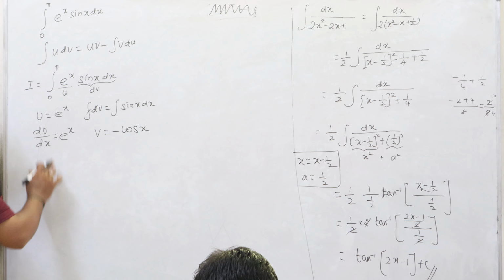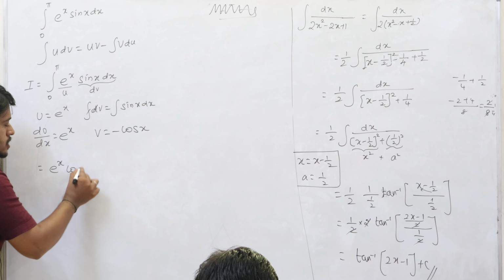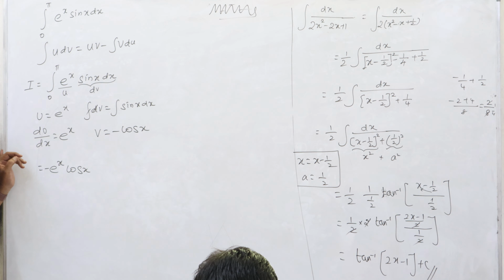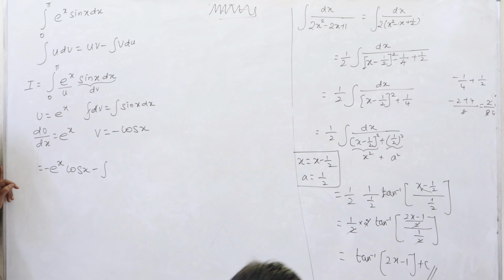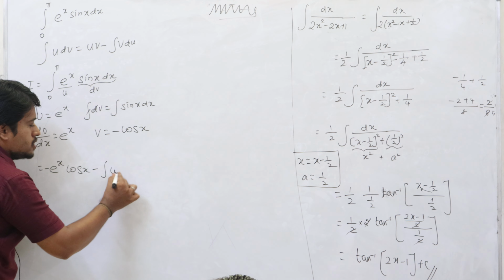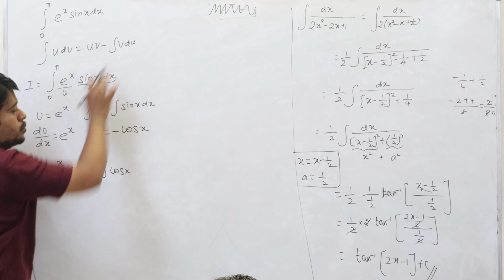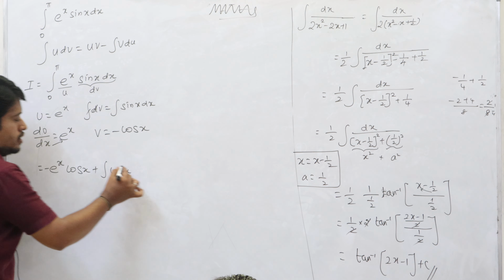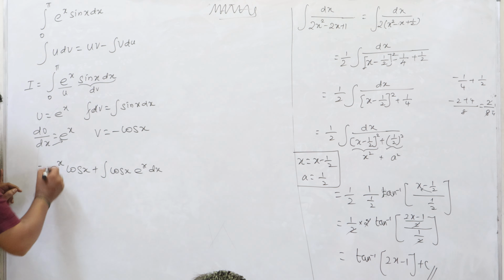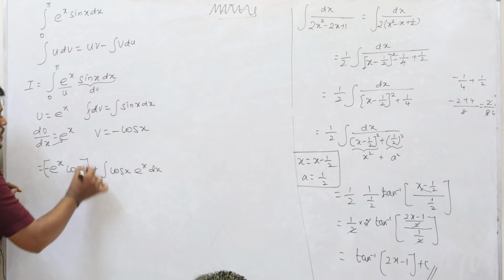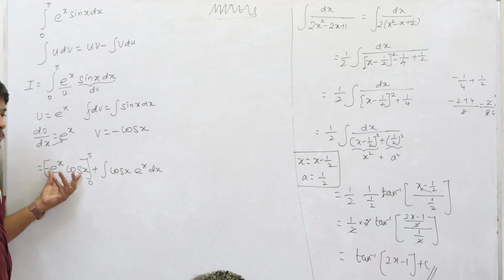So uv: u value e power x, v value minus cos x. So the minus will be placed in the front. Next, minus of integral v du, v value is minus cos x. So minus of minus we get plus. Next, du: e power x dx. Okay, so this is to apply the limit 0 to pi. So this portion will be complete.